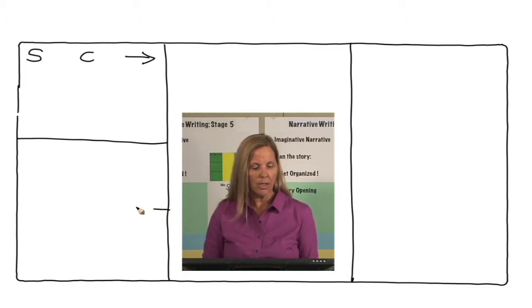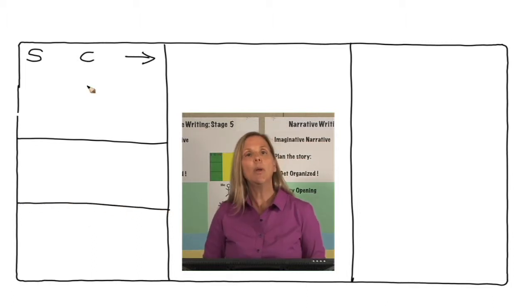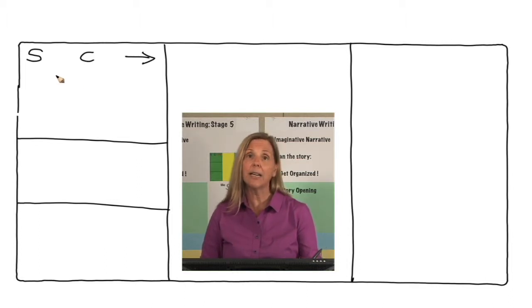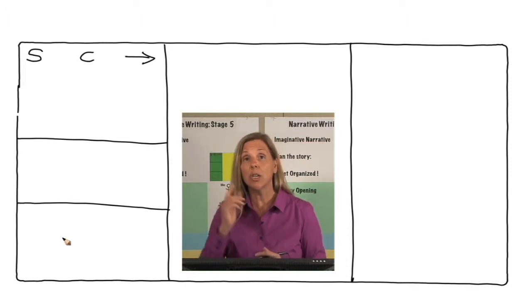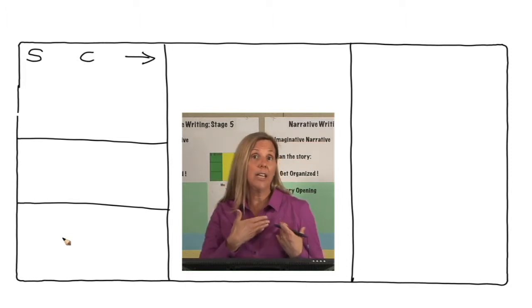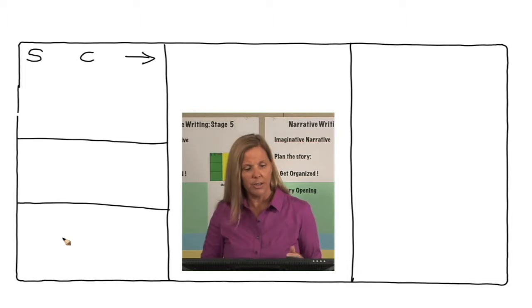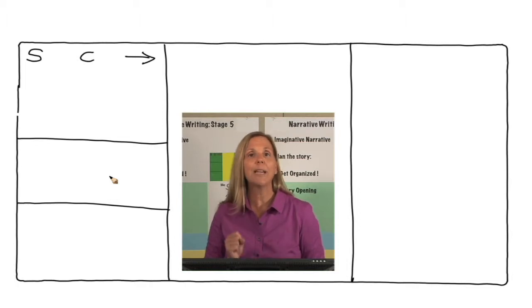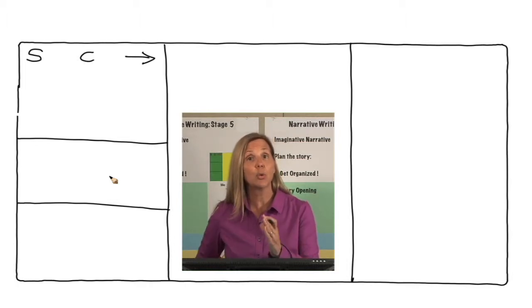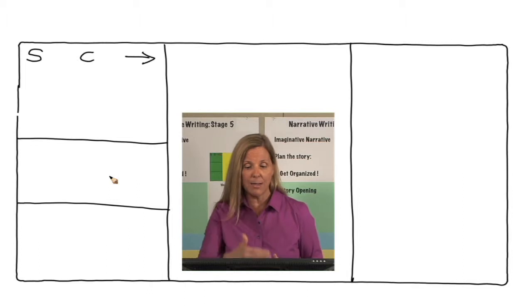So let's draw 2 lines. We will have at least 3 sentences at the beginning of our story. A story opening, SC arrow, and then these last 2 boxes could be an action, a thought, a feeling, or dialogue. We'll decide as we plan our story. The middle, we're going to keep blank because we don't know how many actions the character will do, say, or think in the middle.